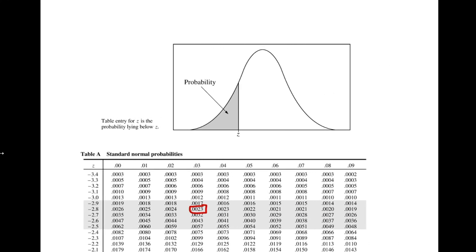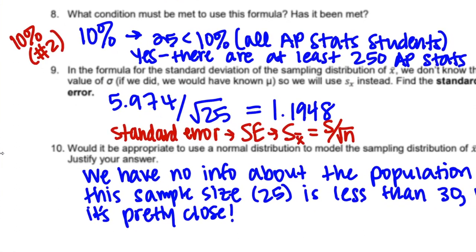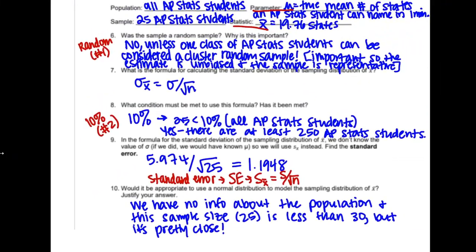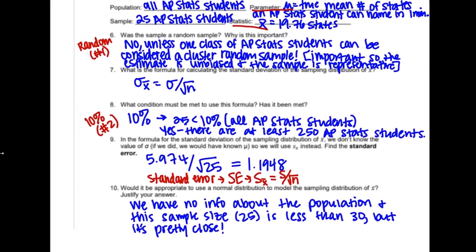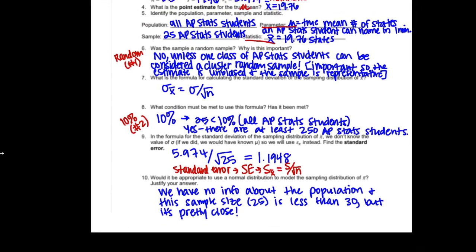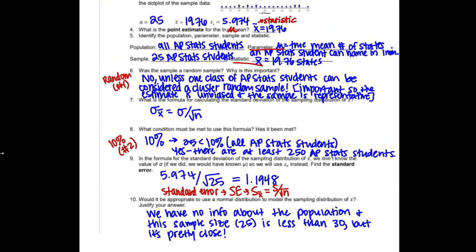Okay, and then would it be appropriate? So on this problem, I did this with a class of 25, which is less than 30. And so we don't know about the population and our sample size is less than 30, but it is pretty close like we talked about earlier today. The closer the sample size gets to 30, the more normal it becomes. And so hopefully it's close enough. But there is actually another method that we can use.